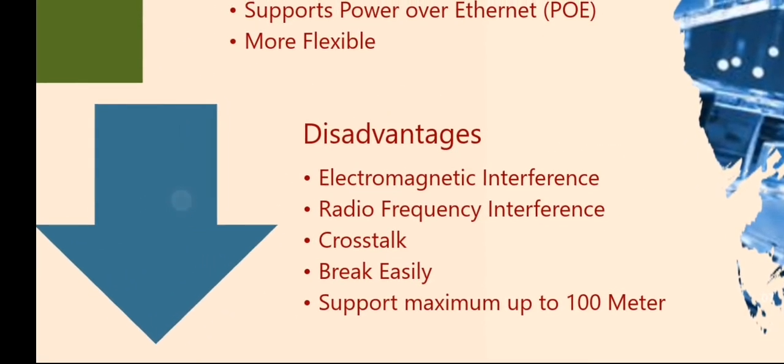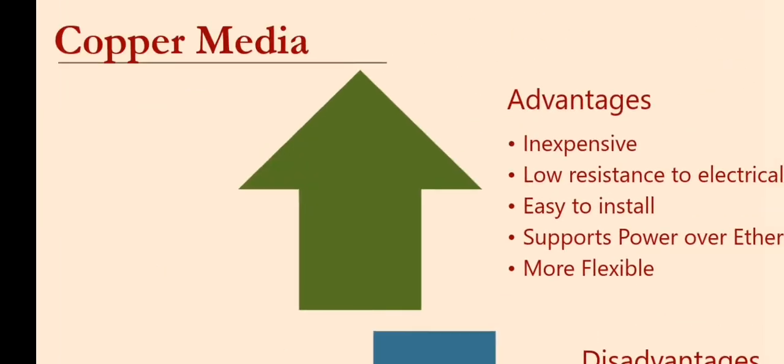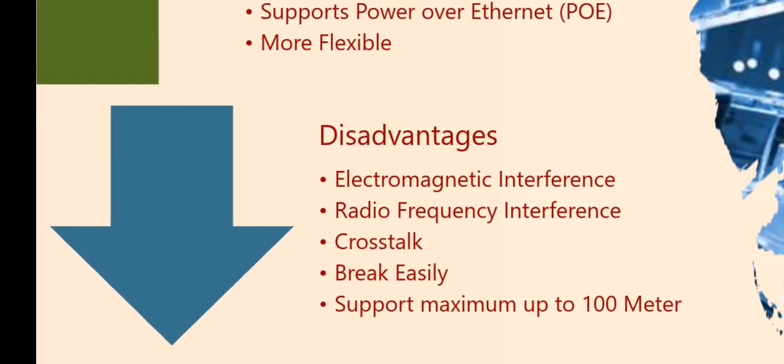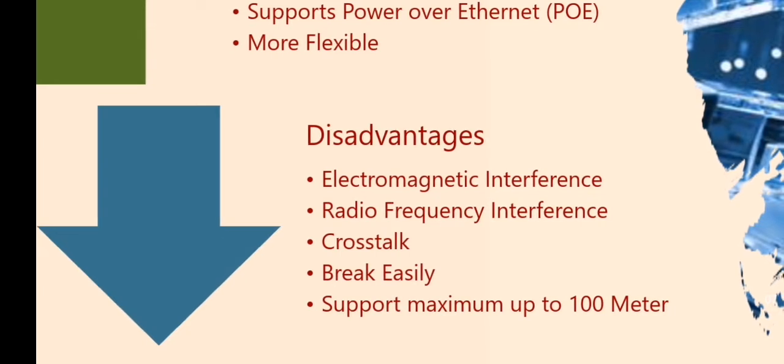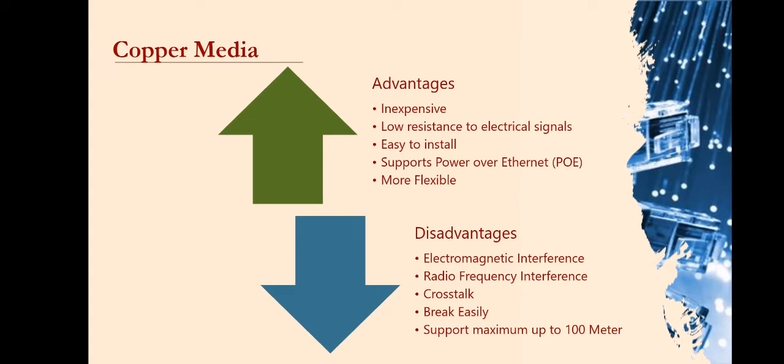Disadvantages of using copper media: it is prone to electromagnetic interference or EMI and radio frequency interference. It is very prone to these interferences. There is also crosstalk, and the cable breaks easily. It supports a maximum of up to 100 meters, so there is a distance within which you can only use wired networks. We'll be discussing that more as we go through this topic.